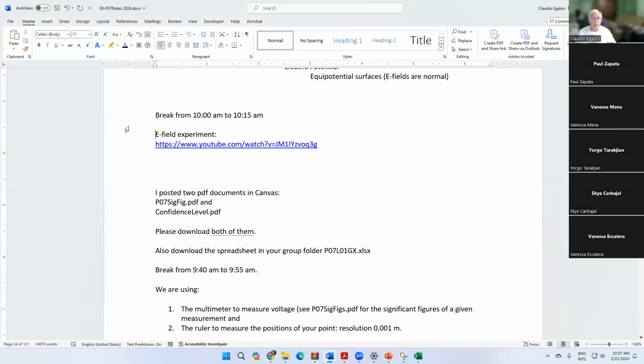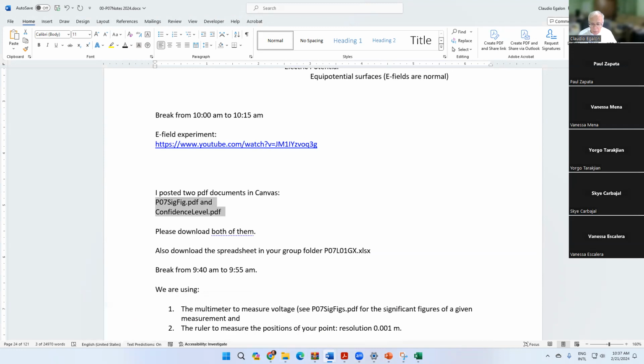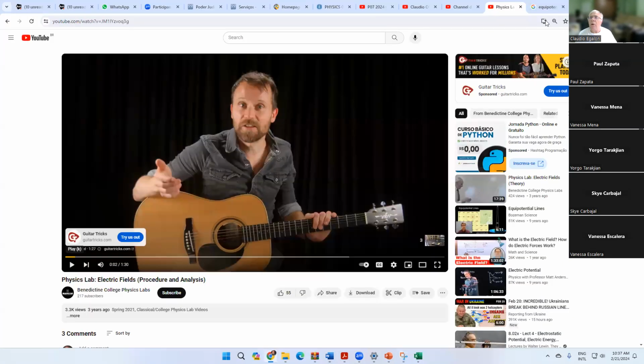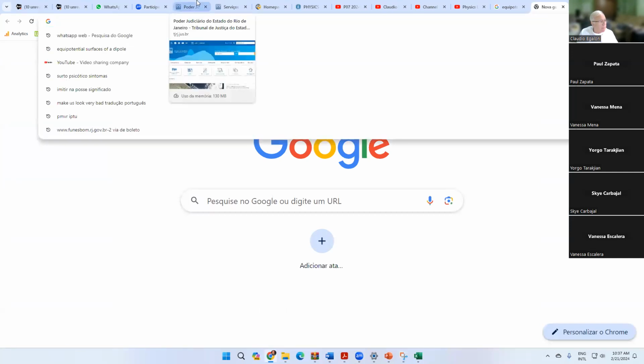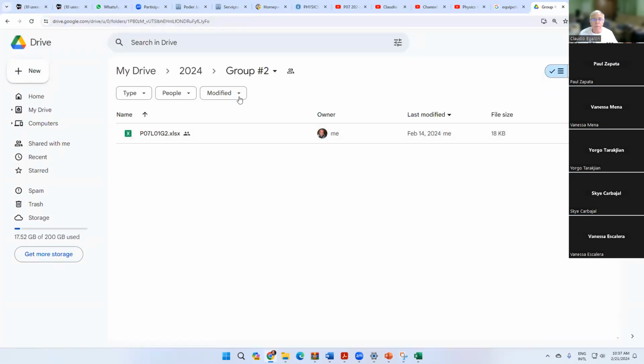Okay, and now we are going to start working on the spreadsheet. But before I do that, let me post something else. I need to post those 2 documents there in your folder. We're going to be using those 2 documents. And even better, let's see if I can post in Canvas. I want to go to Google Drive, okay.